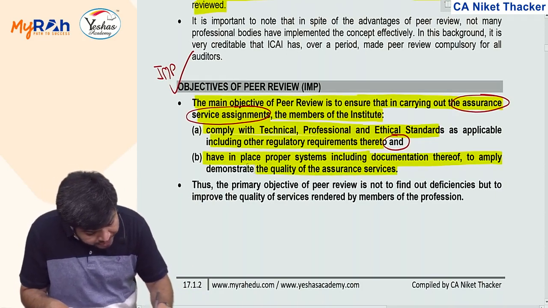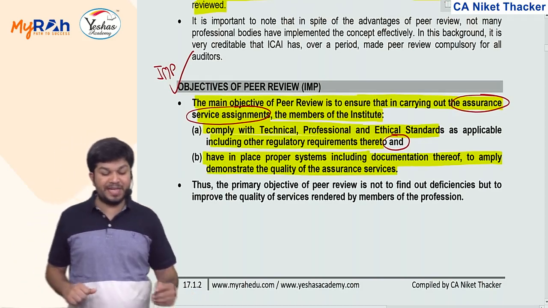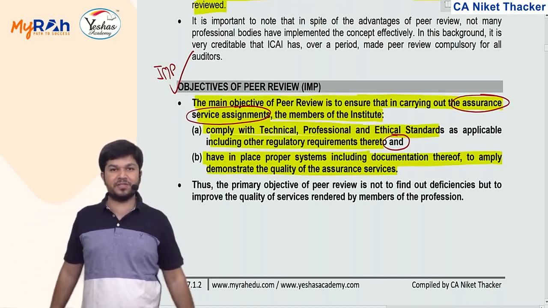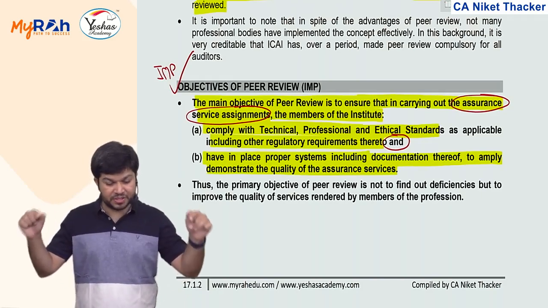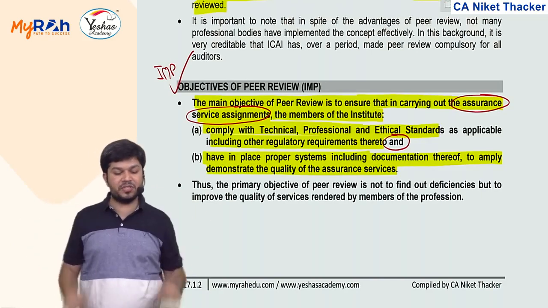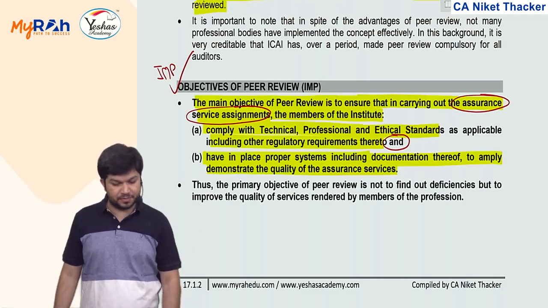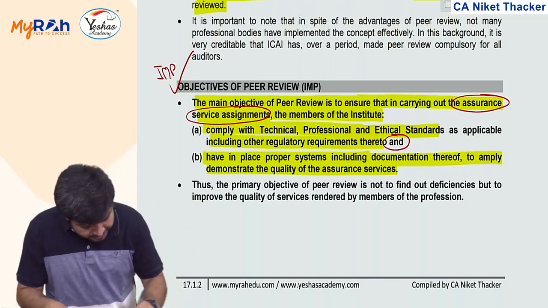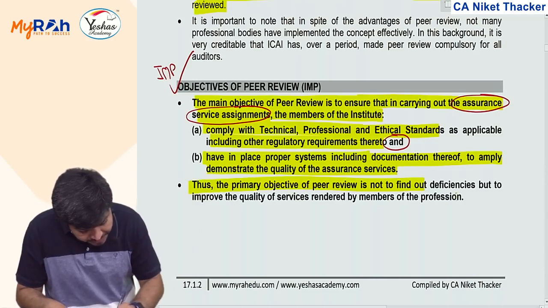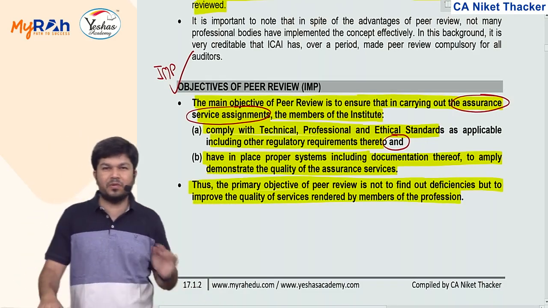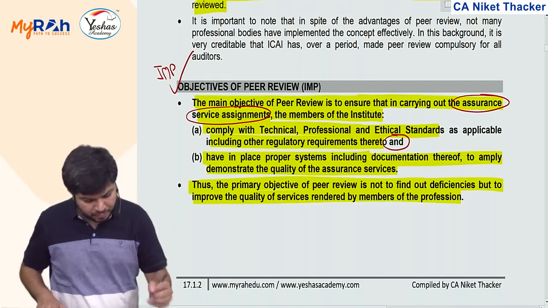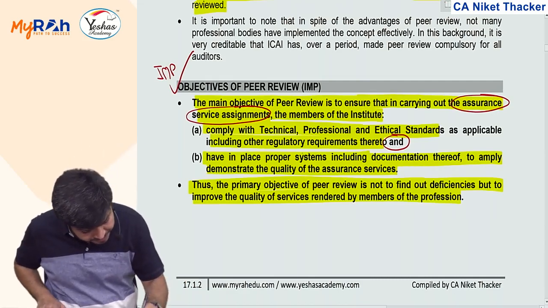Including documentation to prove it, to demonstrate the quality of assurance services. We have proper systems, including documentation, to amply demonstrate the quality of assurance service. The primary objective is not to find out deficiencies, but to improve the quality of services. They look for the systems. Proper systems are in place.